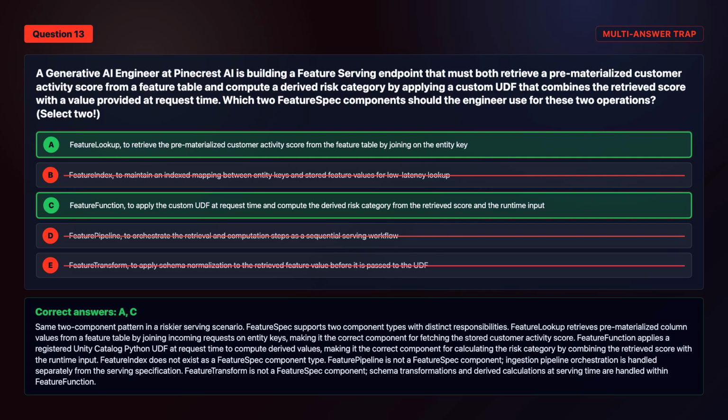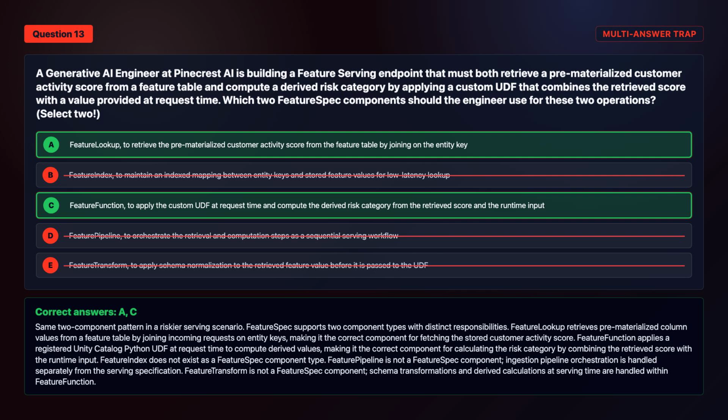Same 2-component pattern in a riskier serving scenario. FeatureSpec supports 2 component types with distinct responsibilities. Feature lookup retrieves pre-materialized column values from a feature table by joining incoming requests on entity keys, making it the correct component for fetching the stored customer activity score. Feature function applies a registered Unity Catalog Python UDF at request time to compute derived values, making it the correct component for calculating the risk category by combining the retrieved score with the runtime input.